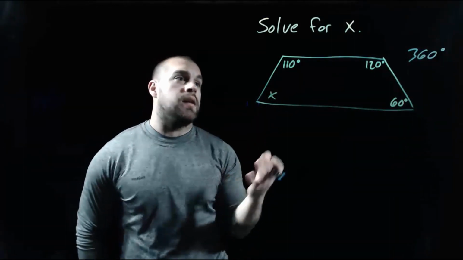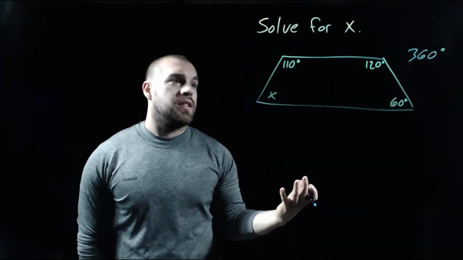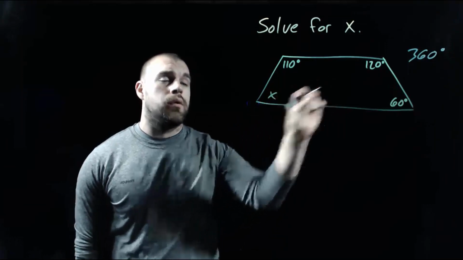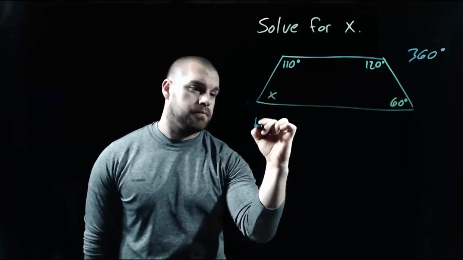So let's look at what we've got. We've got 110, 120, and 60. The first thing that I'm going to do is add up all of the angles inside of the quadrilateral because we know that those should add up to 360. So I'm just going to start adding the interior angles together.